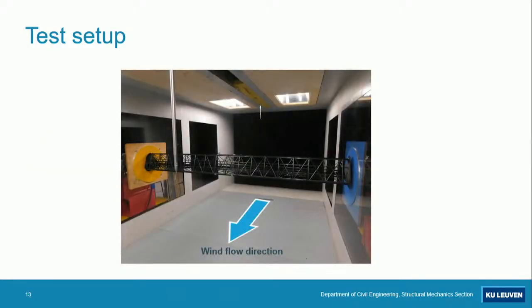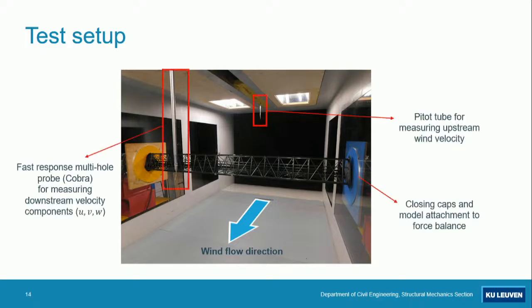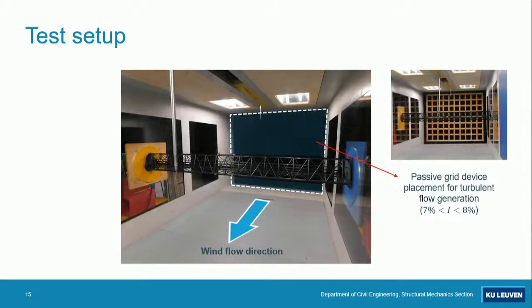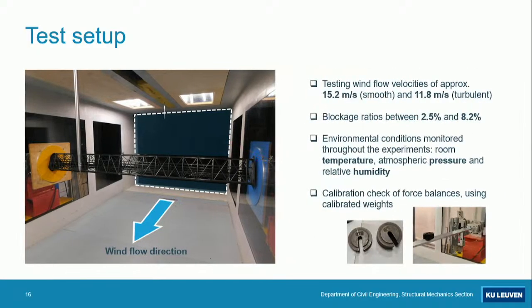So here you can see a photo of the sectional model fitted in the wind tunnel. The tests have been performed a little more than 1 year ago. We also had some equipment for measuring upstream and downstream wind velocities. We had tests performed in smooth flow conditions as well as turbulent, at least for the bare configuration. Also the turbulent conditions were considered. And of course, a number of things were checked to ensure that the results were reliable.